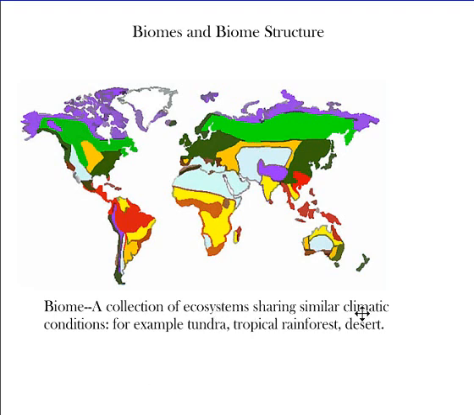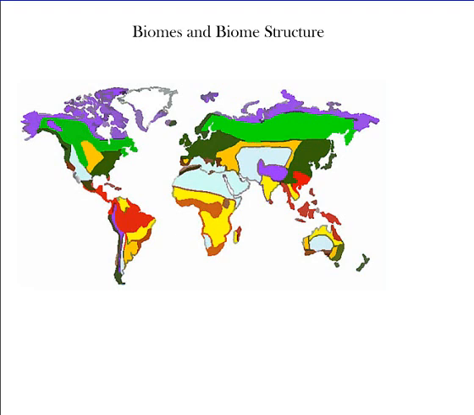Okay, what they're really talking about is these ecosystems sharing similar climatic conditions. So that would be temperature, amount of precipitation, hours of daylight, different factors like that, which pretty much fall in the abiotic factor realm. All right, you have this. Okay, if you don't, pause because I'm moving on. All right, here we go.